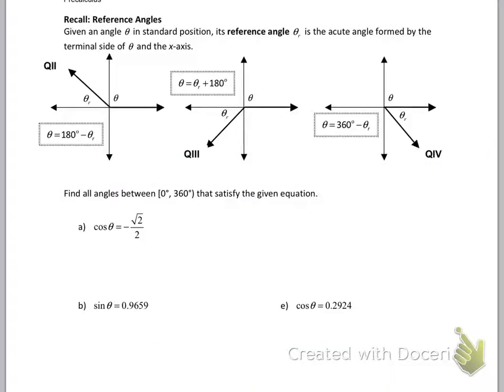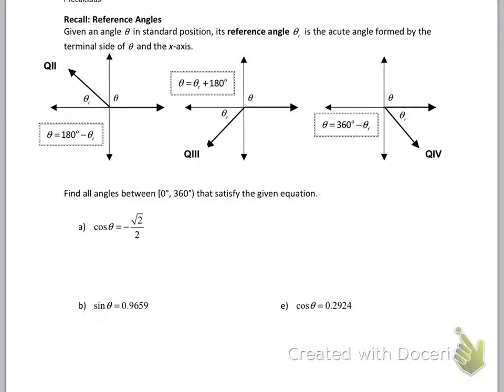Okay, so now we're going to go back to reference angles a little bit. If you recall, a given angle theta in standard position has a reference angle, which is the acute angle formed by the terminal side of theta and the x-axis. You've seen these graphs before in your notes. Now we're going to find all angles between 0 and 360, so make sure you're in degree mode.